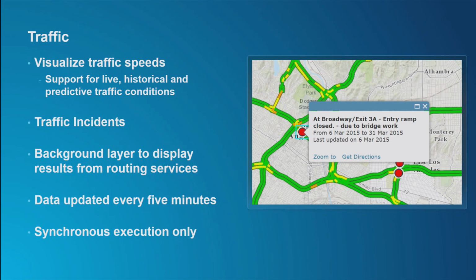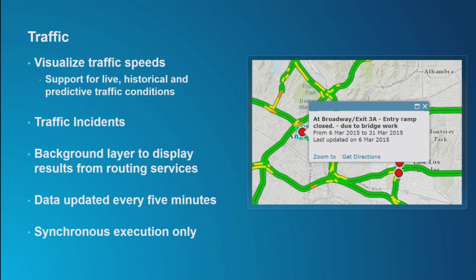The last service is the traffic service. Now this is not really an analysis service, it's a visualization service that allows you to visualize traffic speeds. So if you want to show a layer in your map which shows what the current traffic looks like, this is the service to use. Along with showing the traffic speeds, you can also show traffic incidents, and these traffic incidents actually have JSON data, including when that incident started, when it is supposed to end, when it was last updated, and so on. So you can use this as a very good operational layer if you are doing a routing app.